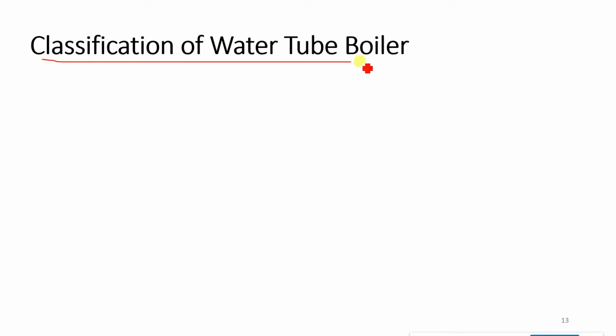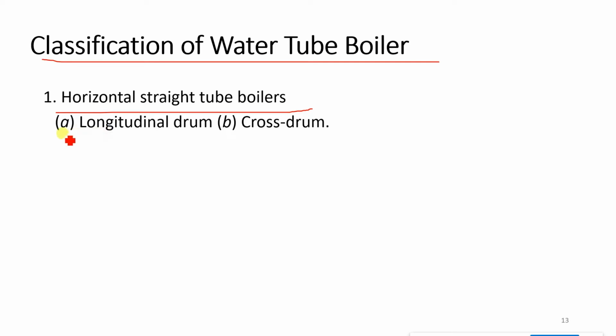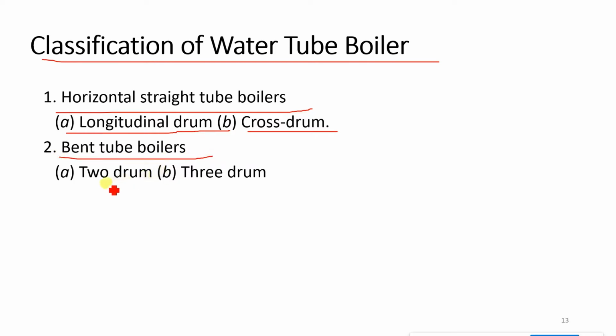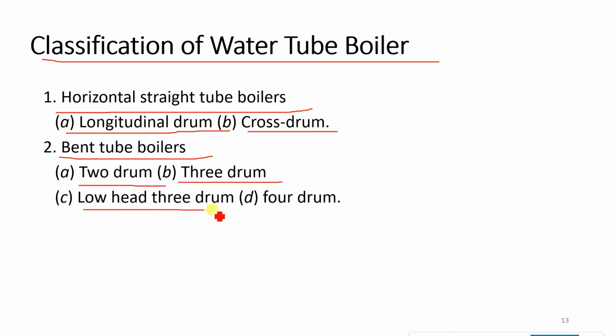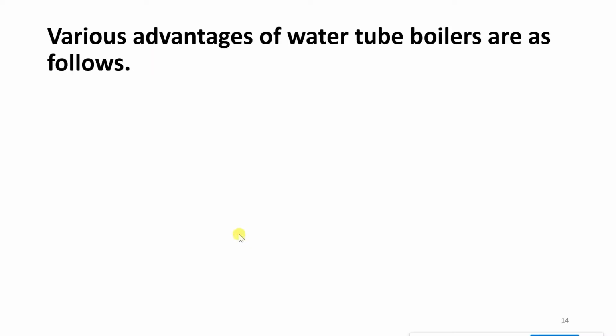So, classification of water tube boiler. First is horizontal straight tube boiler. It is further classified as longitudinal drum and cross drum. Second, bent tube boiler. Bent tube boiler is further classified as two drum, three drum, low head three drum, and four drum. Then third is cyclone fired boiler.